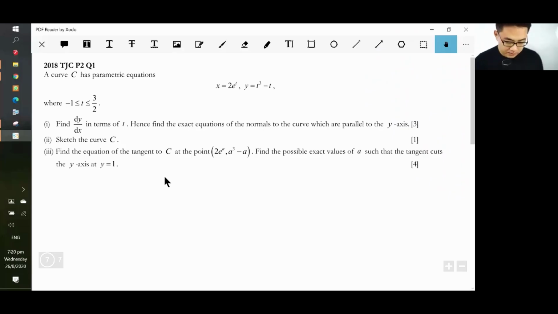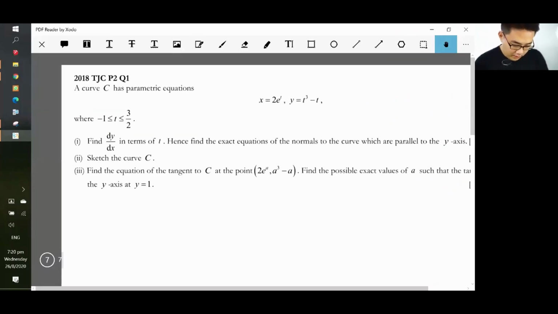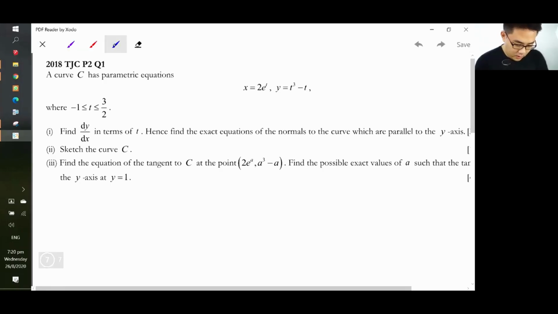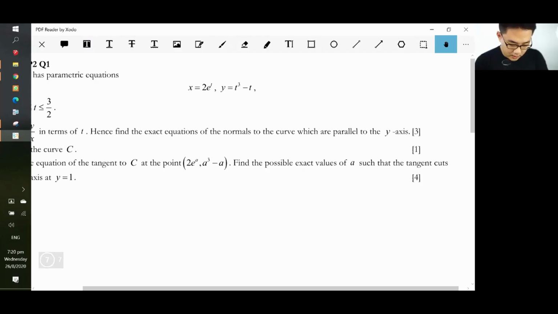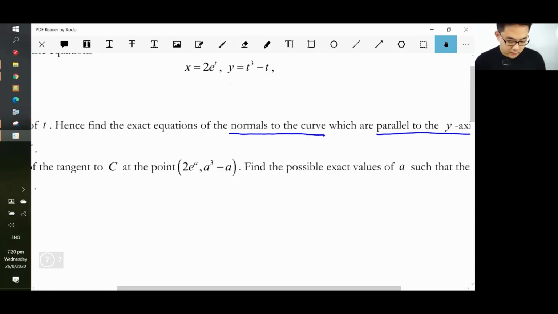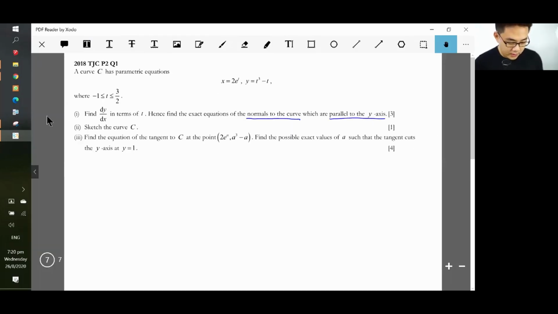All right, so find the exact equations for which the normal to the curve is parallel to the y-axis. Okay, if I'm not sure how the curve looks, we already sketched it last week.